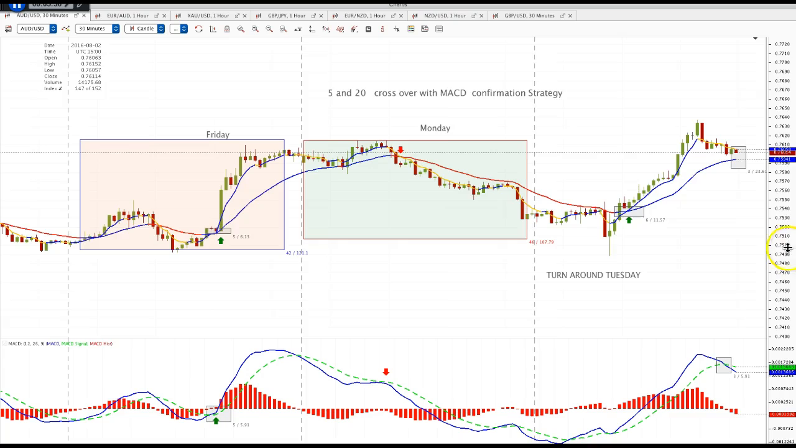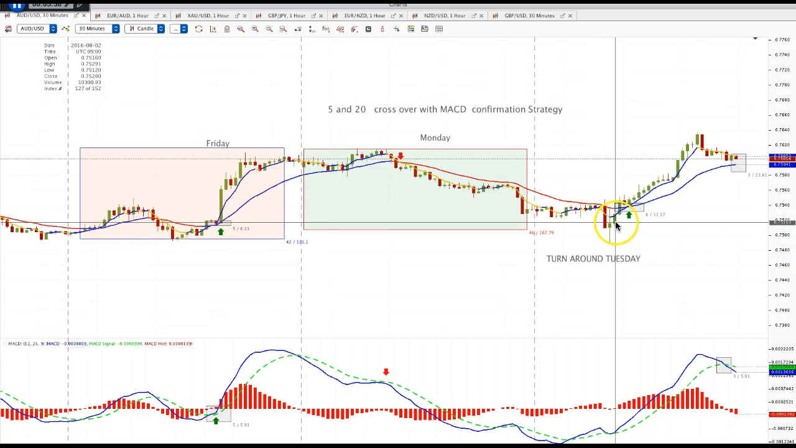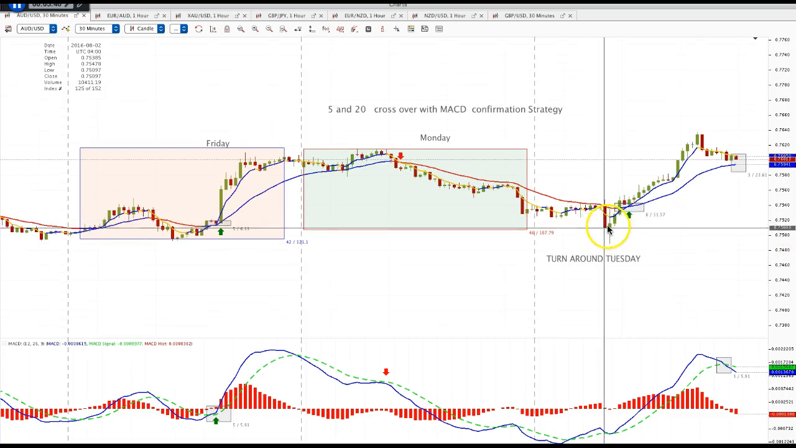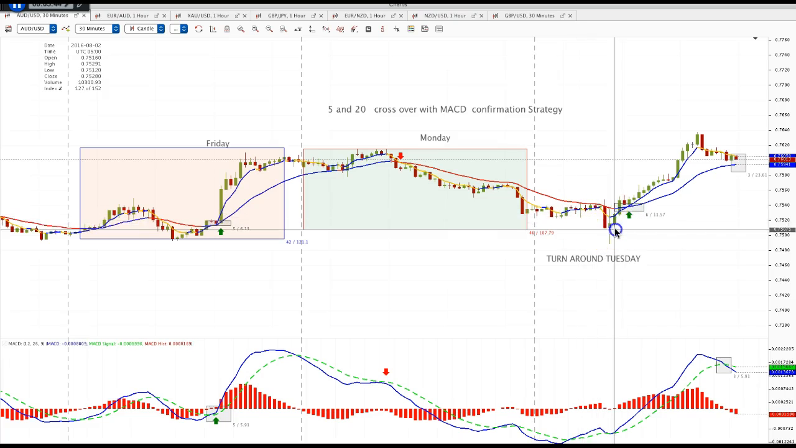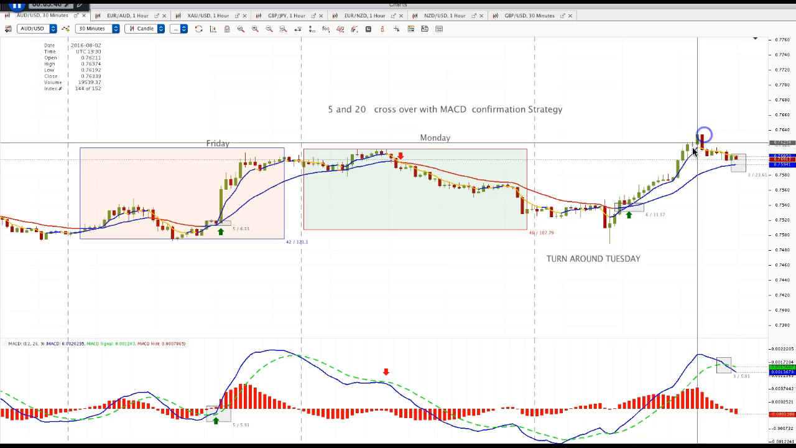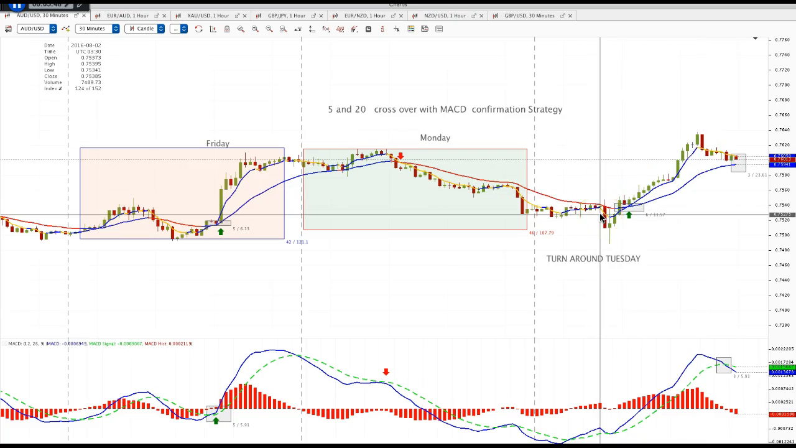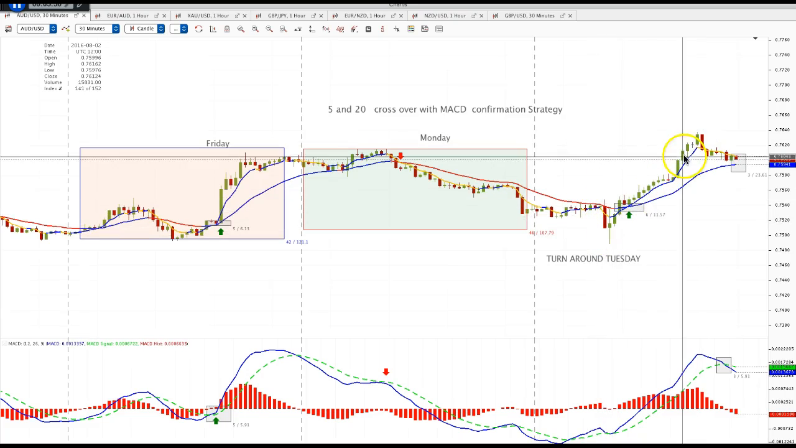And the same thing here. We're waiting for the news event, and the news event came out and did not affect the turnaround Tuesday, because turnaround Tuesday happened anyway. Even though the news was negative for the Australian dollar, look what happened. Just turned around and went north again.